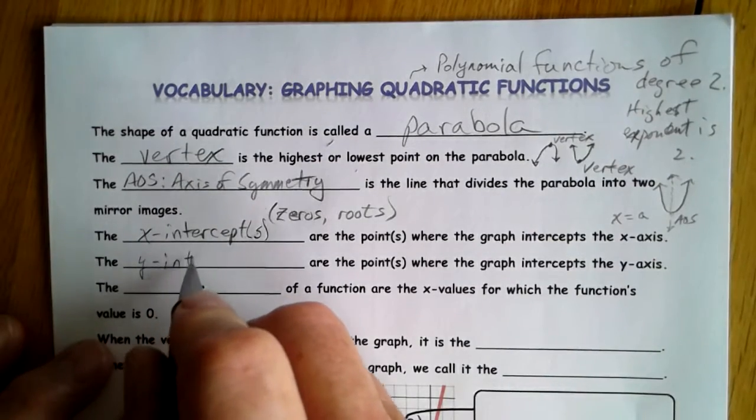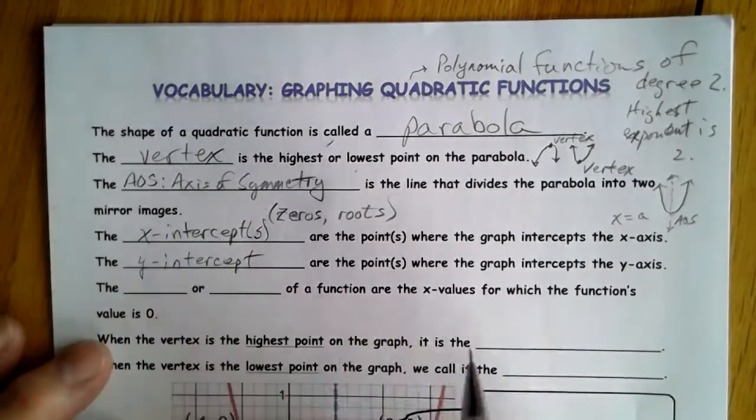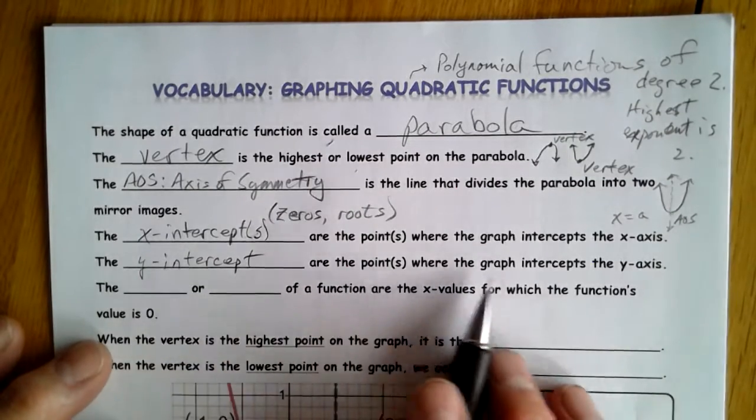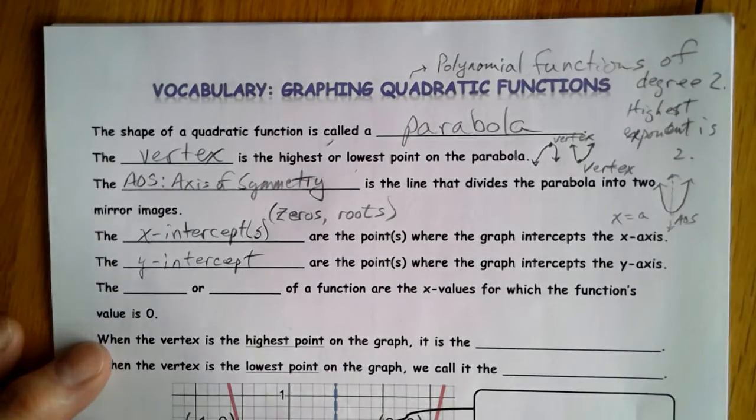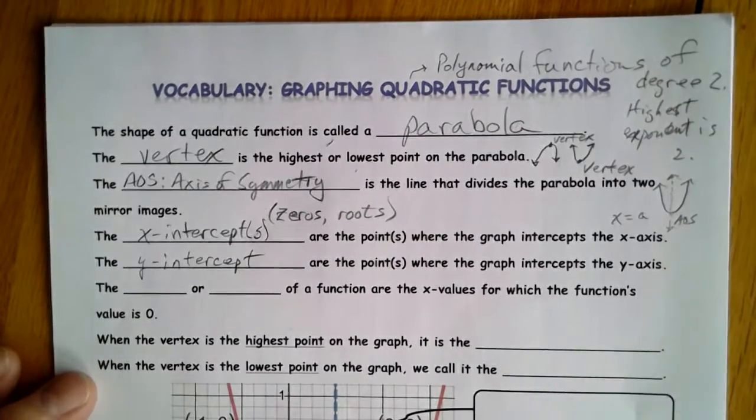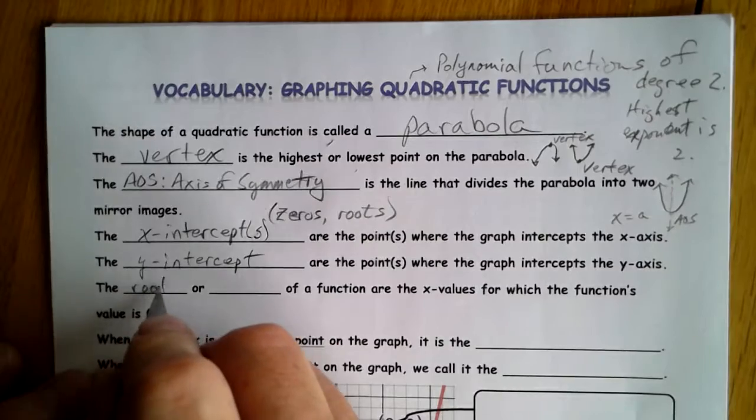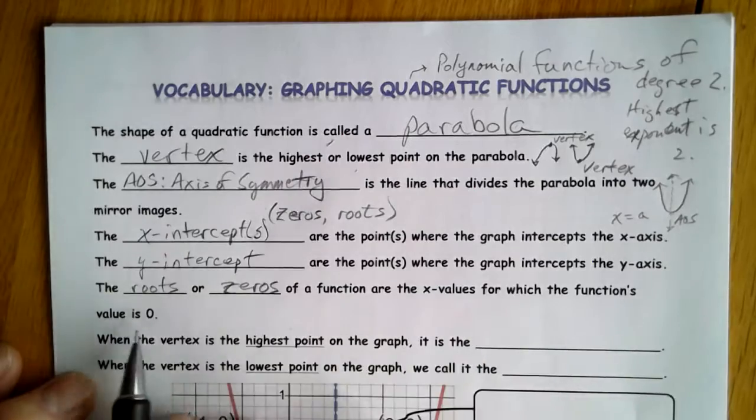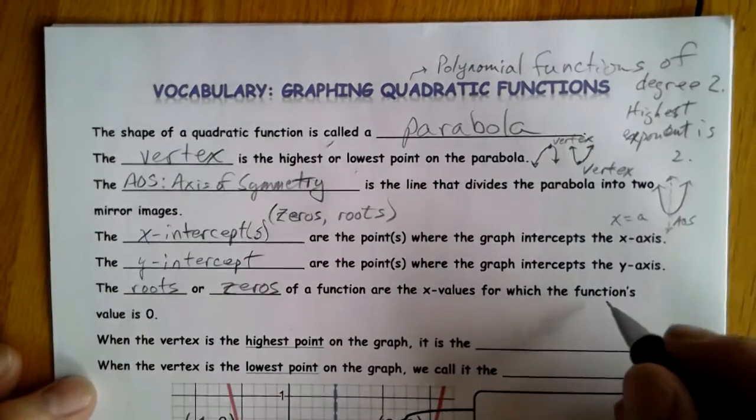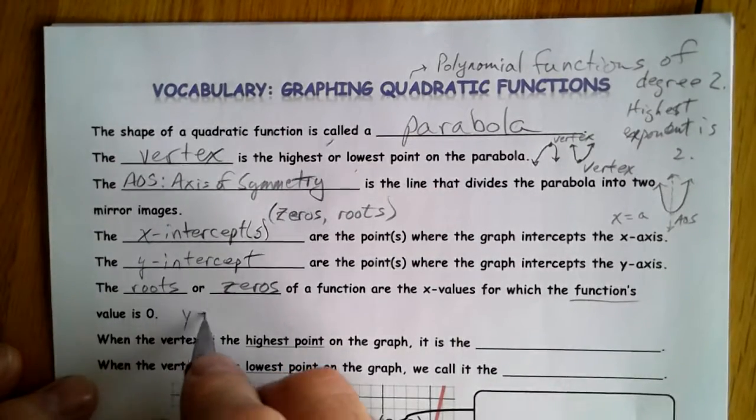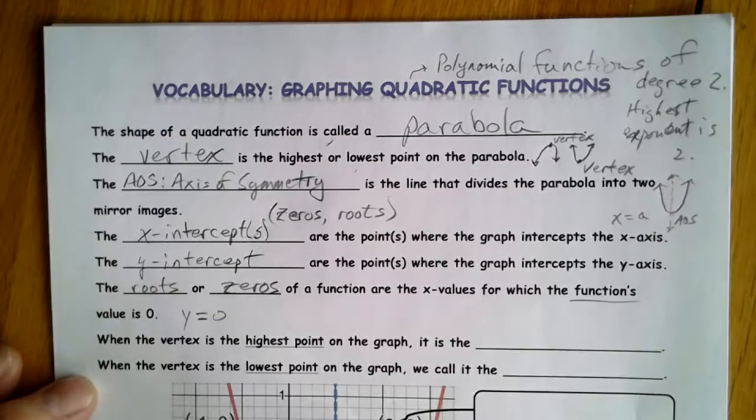Y-intercept, and it should be intercept, not plural, is the point where the graph intercepts the y-axis. There will only be one intercept, if there is one at all, but there will only be one. All right. The roots, or zeros, of a function are the x values for which the function's value is 0. So that means it's where y equals 0. Okay, called the roots or the zeros.